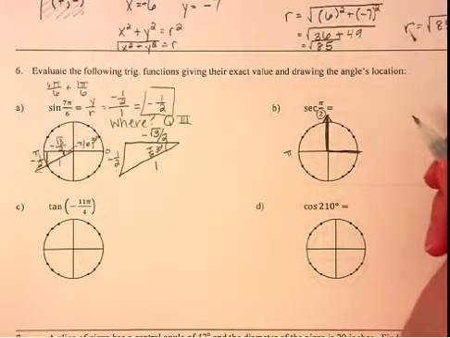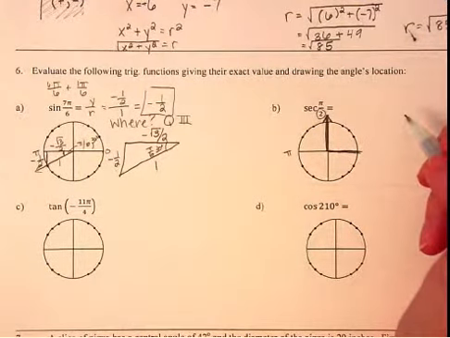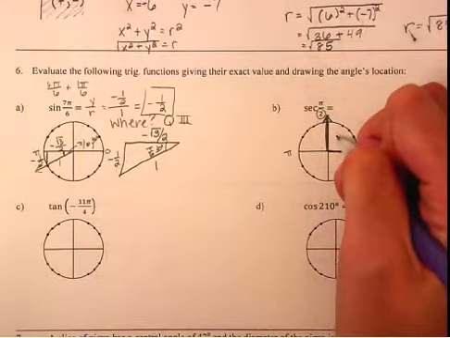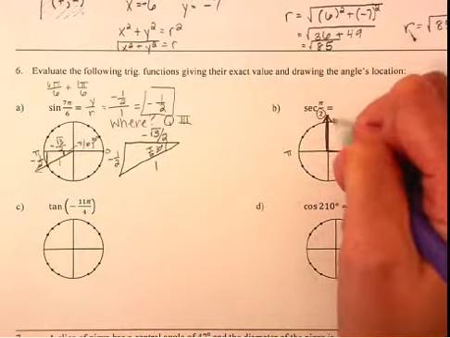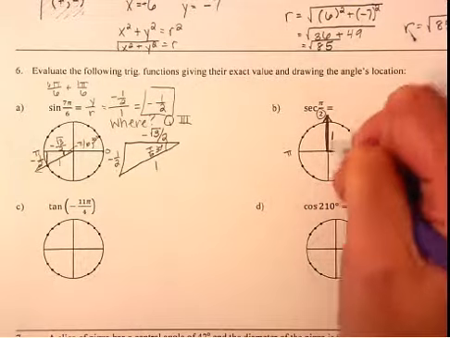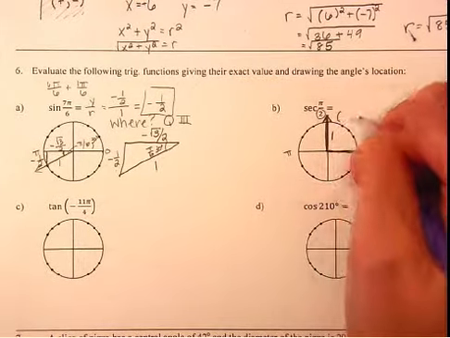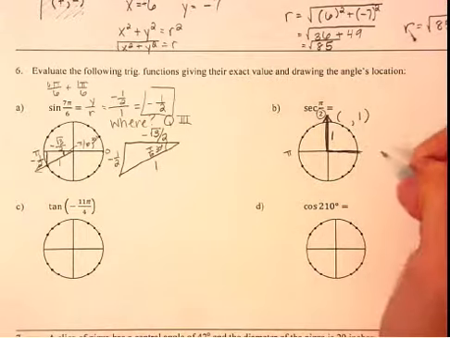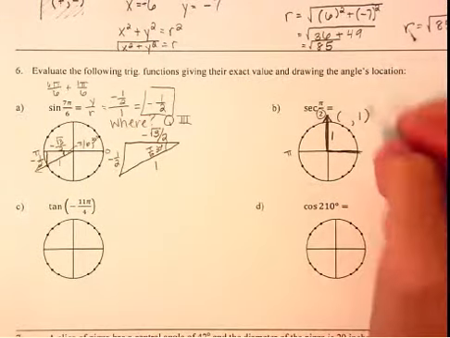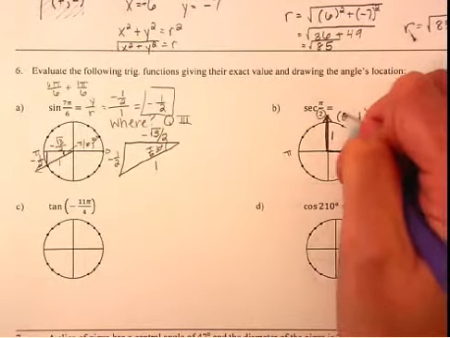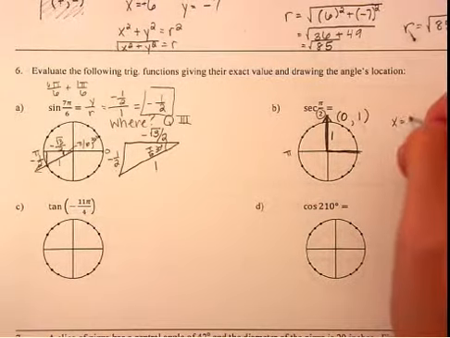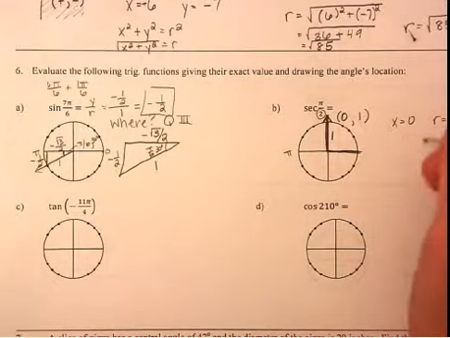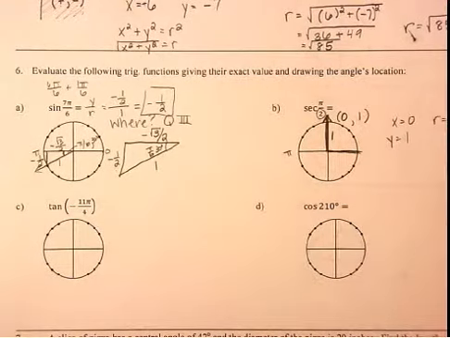Now, we don't have a reference triangle that we can use for this, but we know that r equals 1, the distance from the center of the circle to the edge. So if this is 1, that's also the y value of 1. And it's on the y-axis, so on the y-axis the x value is 0. So I know that x equals 0, r equals 1, and y equals 1.